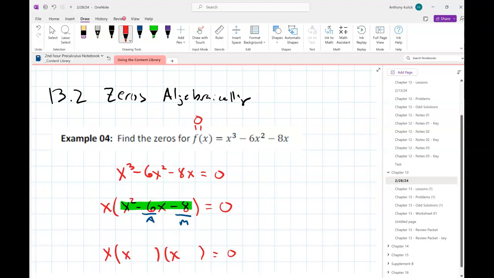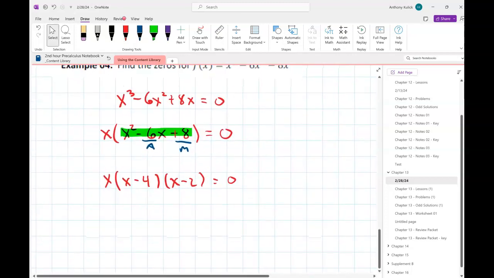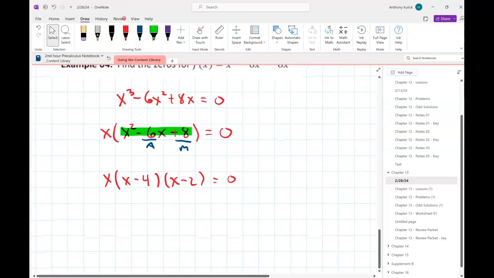Oops, there aren't two numbers, right? This should have been a plus. -4 and -2. Great. Can we do any more factoring? Nah, we're done, right? Everything is a degree 1 polynomial. Each of our factors are degree 1, so you know you can't go any further than that.